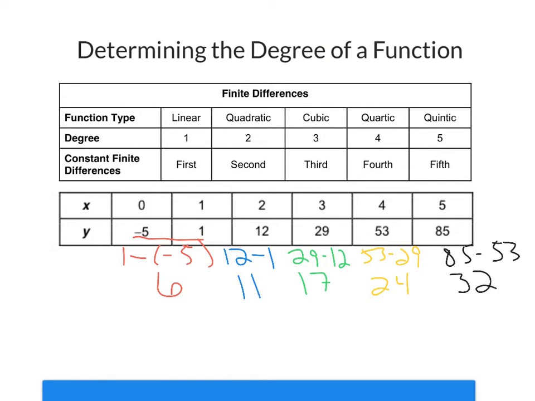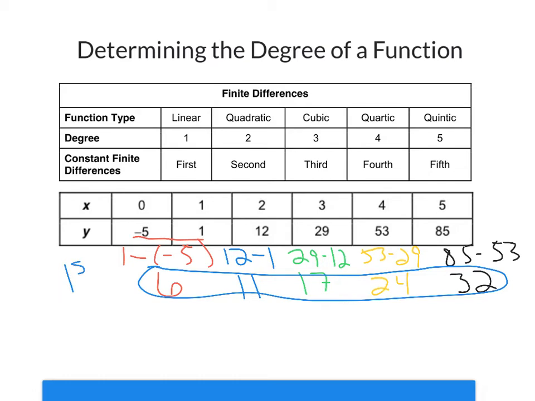All of these numbers are what is known as my first difference. If you notice, they're not constant because they're not the same. So I need to do this process again and start looking at my second differences.